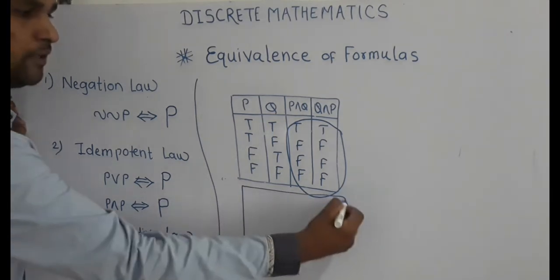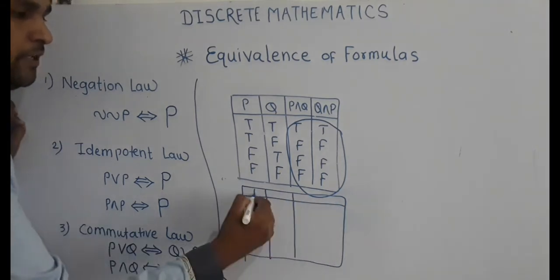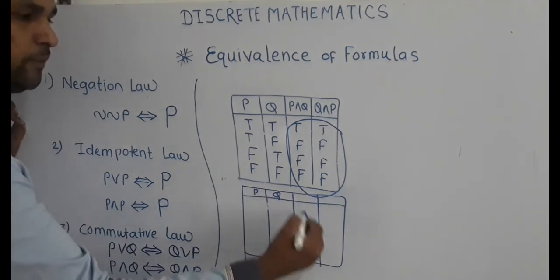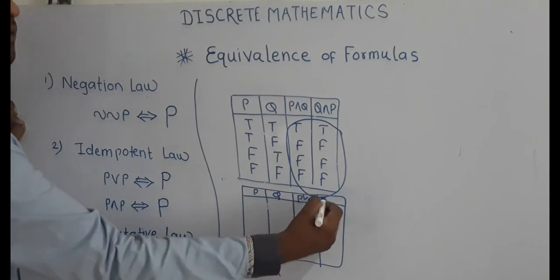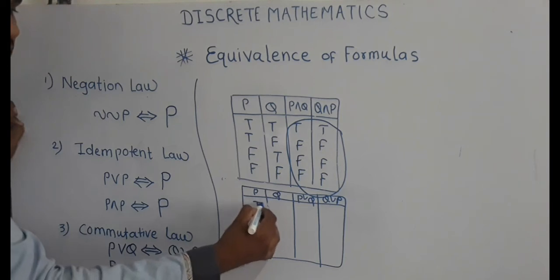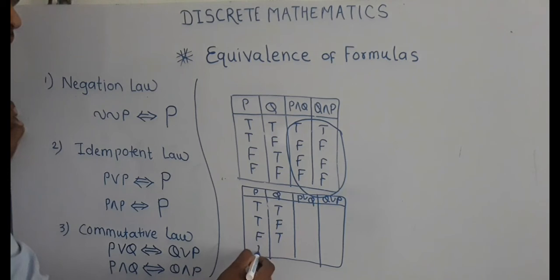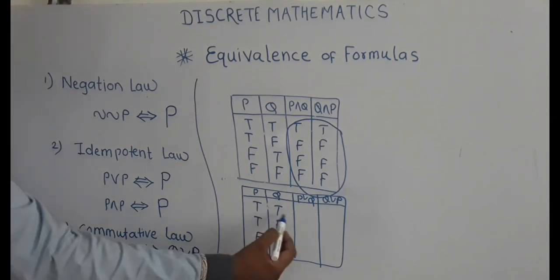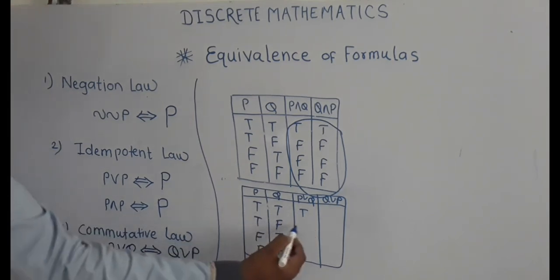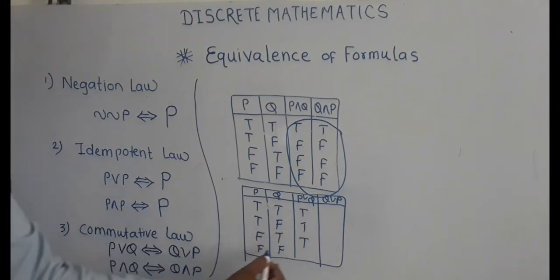If I have the truth table, then we have the two variables, the first is P, second is Q. And we find out P or Q. This P and Q may be TT, it may be TF, it may be FT, or it may be FF. The definition for OR is if any one variable is true, then output is true. Then T or T is T, T or F is T, F or T is T, and F or F is F.